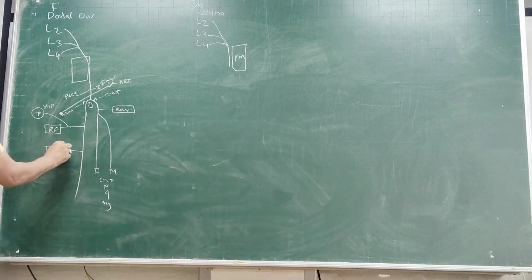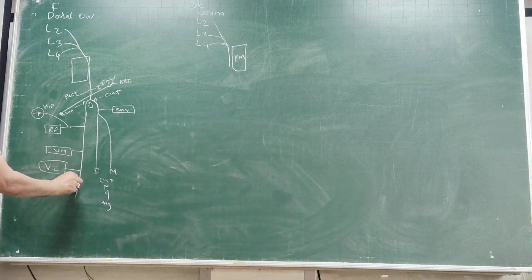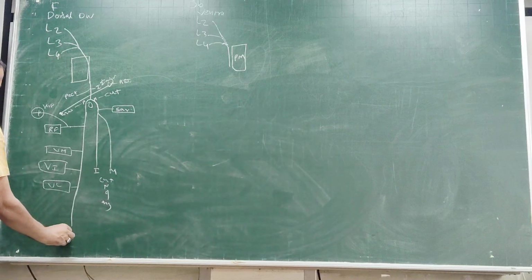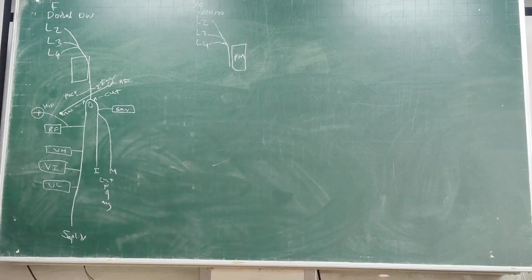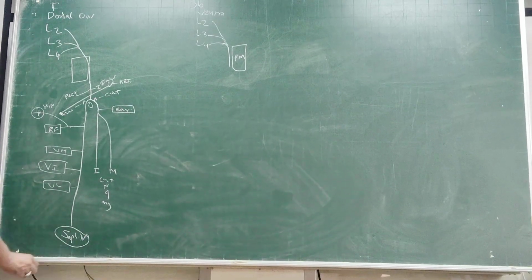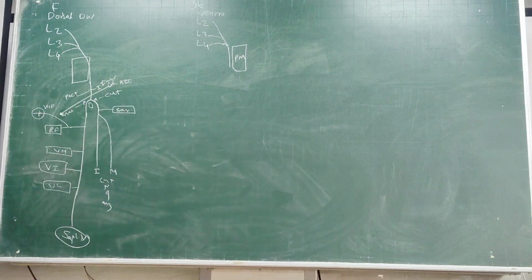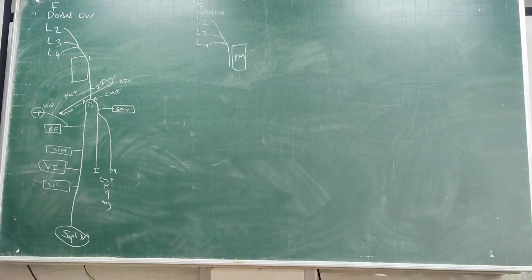It supplies vastus medialis, vastus intermedius, vastus lateralis, and continues down as the saphenous nerve, which is the only cutaneous branch, the longest cutaneous branch in the body. It starts from here and ends by supplying the skin of the shin and the medial border of the foot up to the ball of the toe.